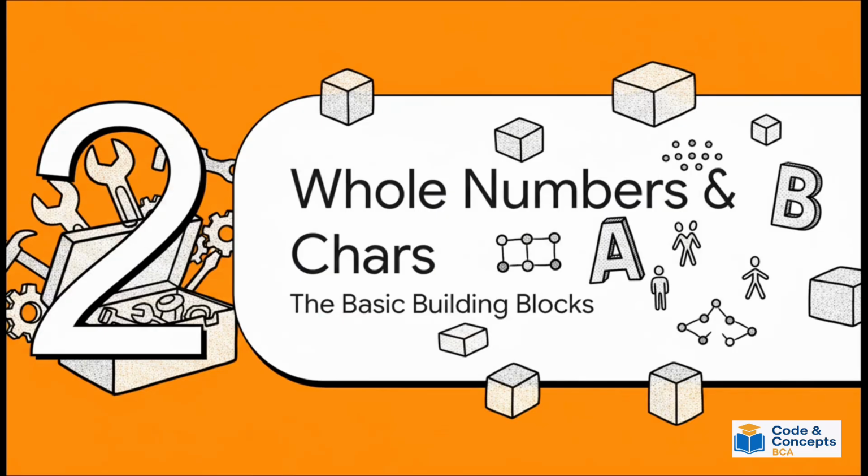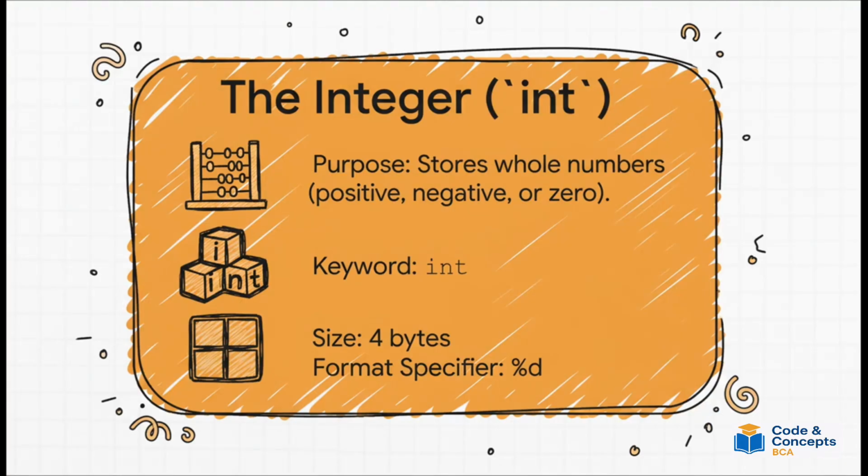All right, let's get our hands dirty and grab our first set of tools. These are the absolute basics, the building blocks you're going to use all the time, the types for handling whole numbers and single characters. First up, we've got the integer, or int. This is your workhorse. It's what you use for any whole number. Counting things, someone's age, a score in a game. You use the keyword int. It usually takes up 4 bytes in memory.